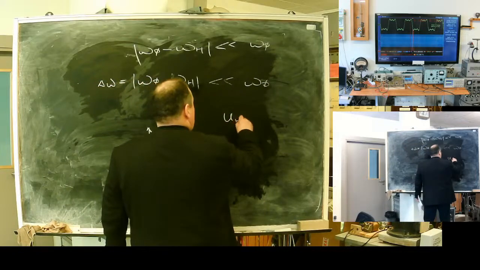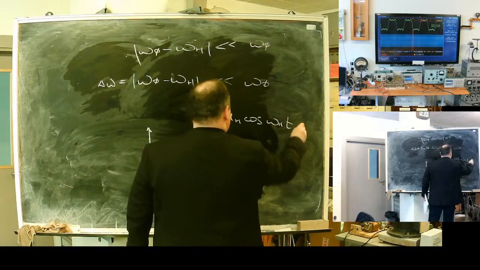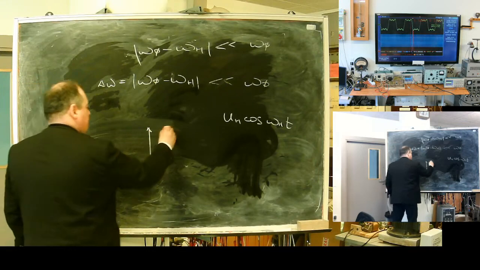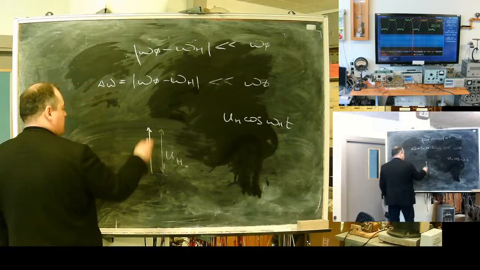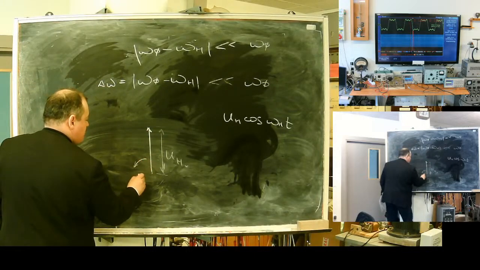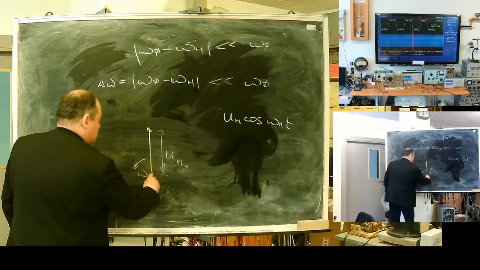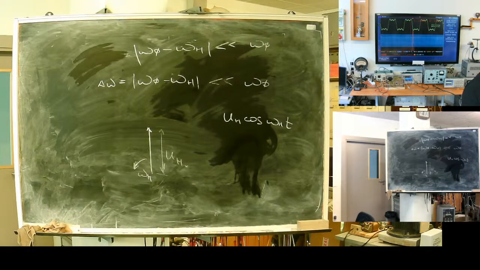Signal cosine omega h t is a projection of the vector with amplitude rotating with the frequency omega heterodyne. It's a common trick in electrotechnics. Assume a harmonic signal as a projection of the vector on a complex plane.